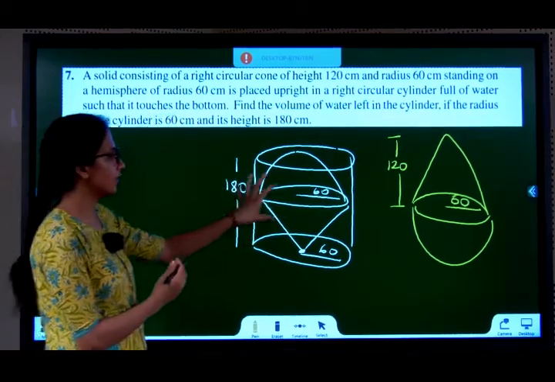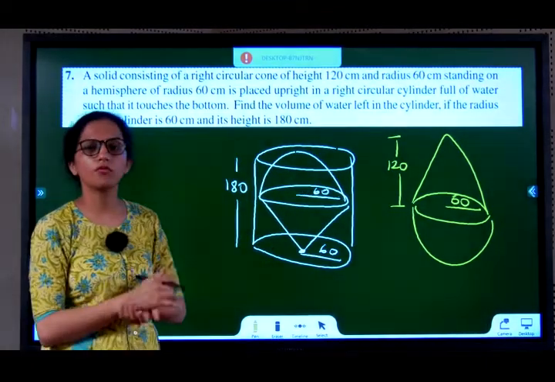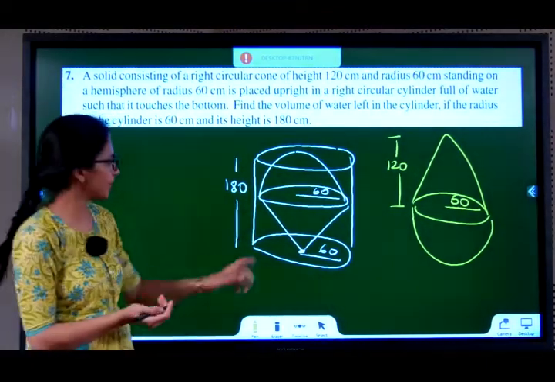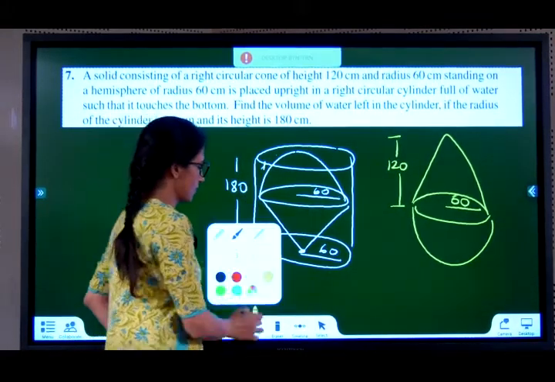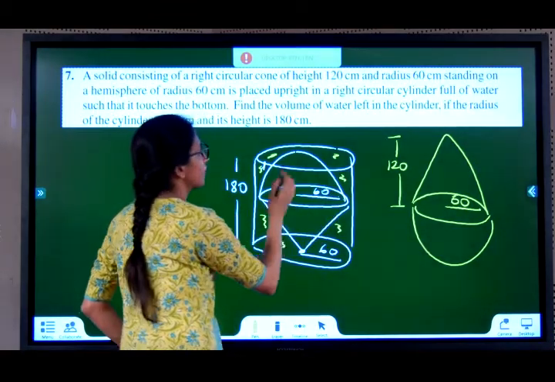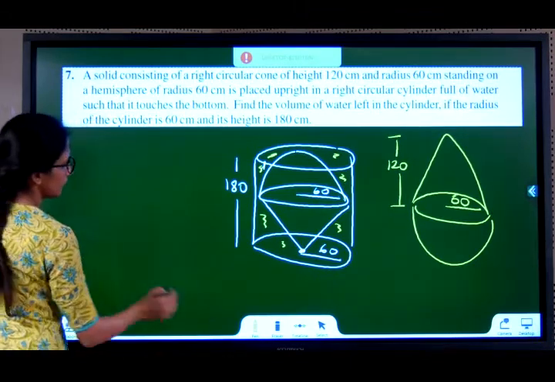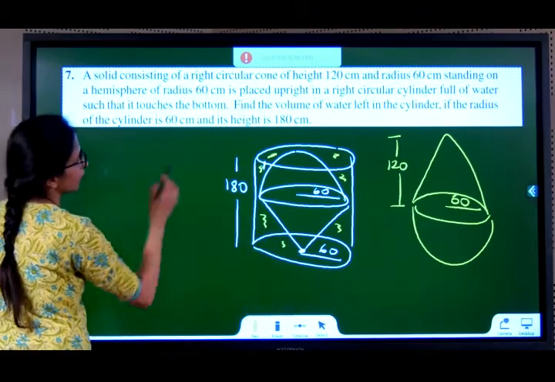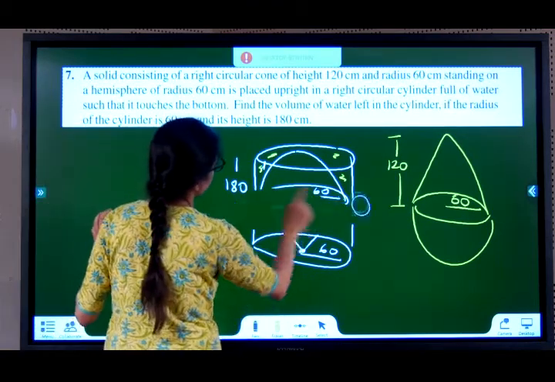Volume of cylinder minus volume of this solid will give the volume of water left. Yes, obviously, only that much water can fit here. See, water can fit only in these regions. That is nothing but volume of cylinder minus volume of solid. So let's begin. First you find the volume of solid. So first we are doing the solid case.